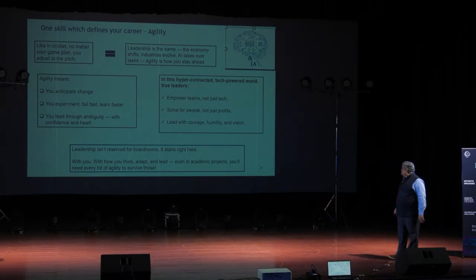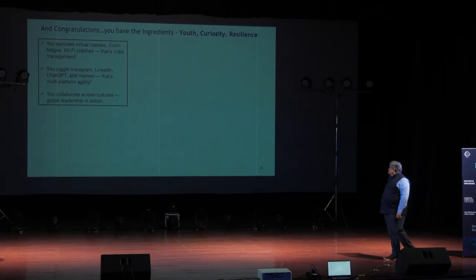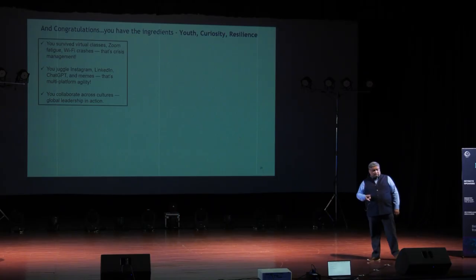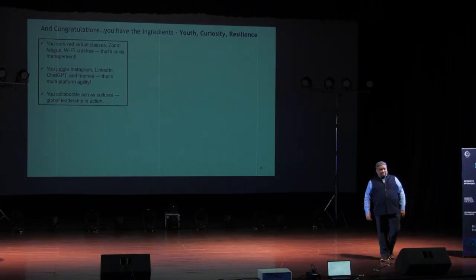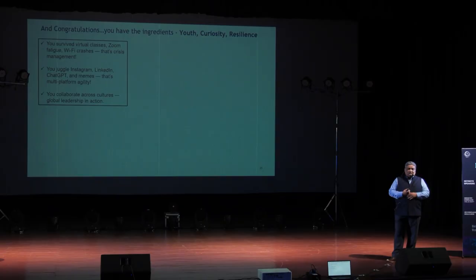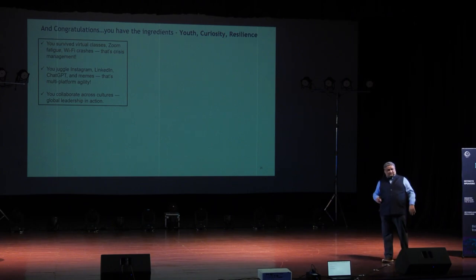Show that agility. And congratulations, you have all the ingredients. You are youth, you have the curiosity, you have the resilience. Why? Because you survived virtual classrooms, you survived Zoom fatigue, Wi-Fi crashes. That's crisis management, right? Do you agree? No. You juggle Instagram, LinkedIn, ChatGPTs, and memes. That's multi-platform agility, right? You juggle between all of this within a few seconds.